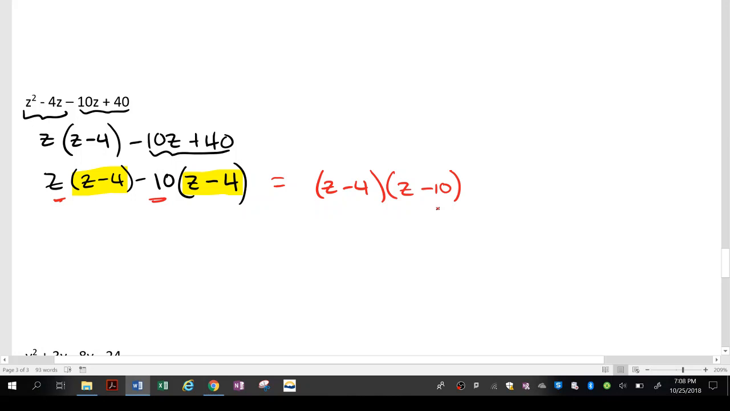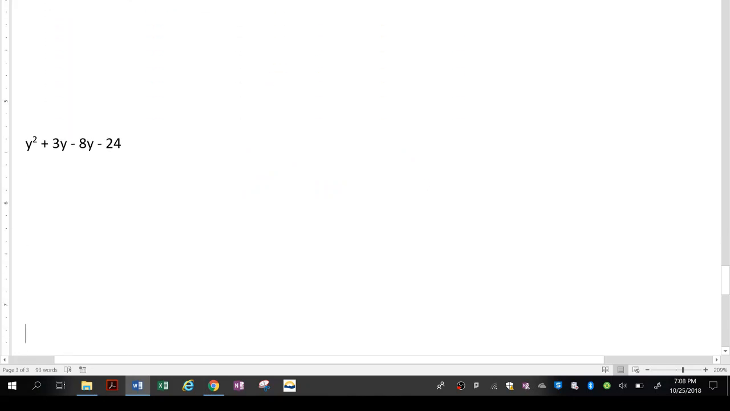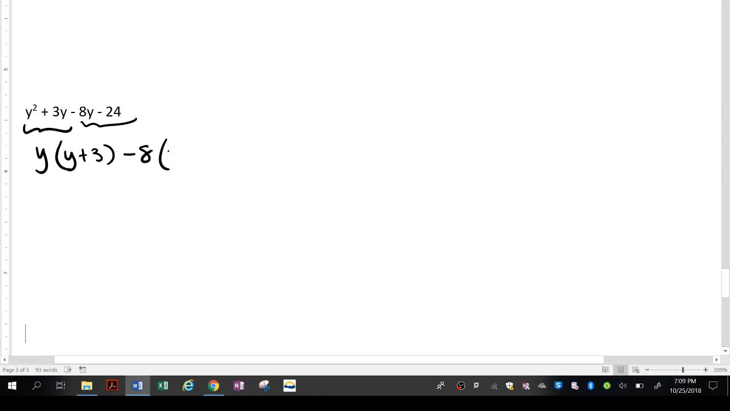Okay, let's do one more example. In this last example, if we look at the first two terms here, we have y in common. And if we factor y out, that leaves us with y plus 3. And in these two terms, we have negative 8 in common. So let's factor out negative 8, and again that leaves us with y plus 3. You'll notice if I factor negative 8 out here, or divide negative 24 by negative 8, that leaves us with positive 3.